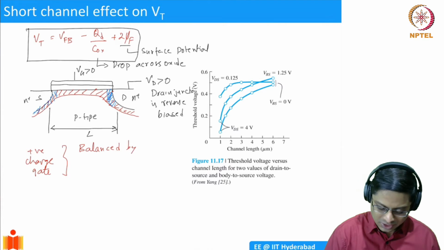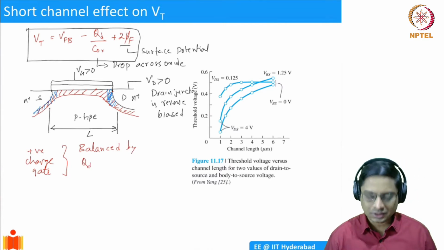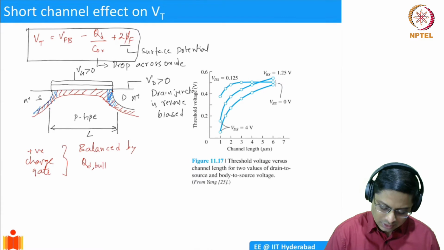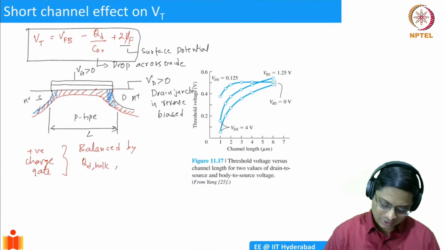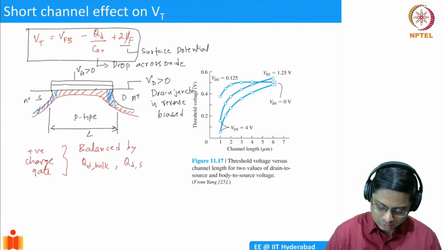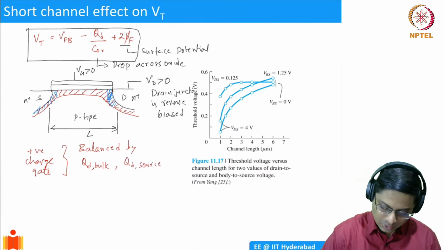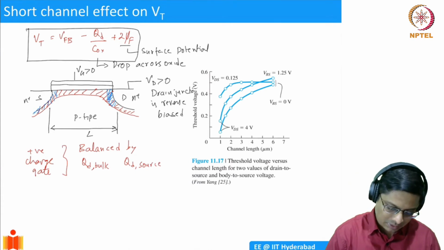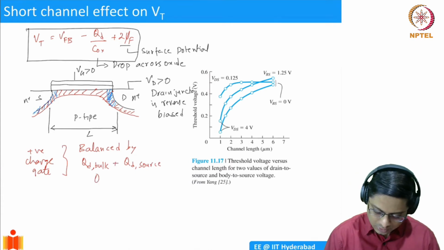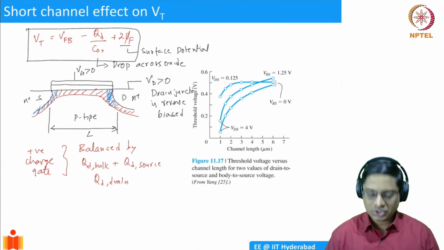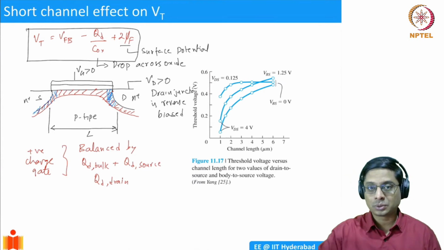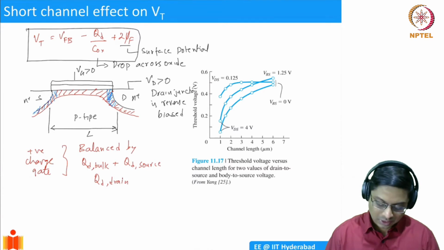So you have the depletion charge QD of the bulk, QD bulk, and then there is depletion charge in the source and the drain junctions, right? So QD source, I should actually write a plus here because all of that should be added up, plus QD drain. So at the drain junction and at the source junction also there is some charge which is being supported by the potential on the source and the drain, not the gate, right? So this entire positive charge on the gate should be balanced by these three charges.